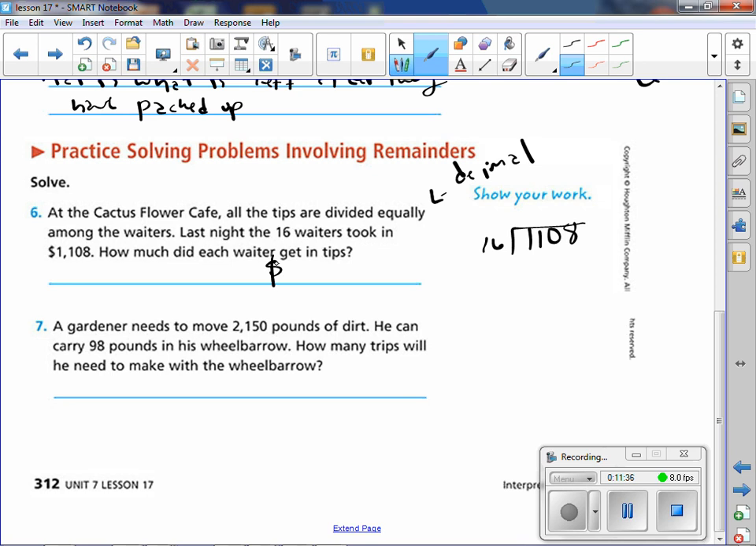Okay. Dollars. A gardener needs to move 2,150 pounds of dirt. He can carry 98 pounds. So if there's a remainder, what would you do with it? Round up, because it's trips. You can't leave that dirt behind. So whatever your answer is for the division problem, if you have a remainder, you round up.